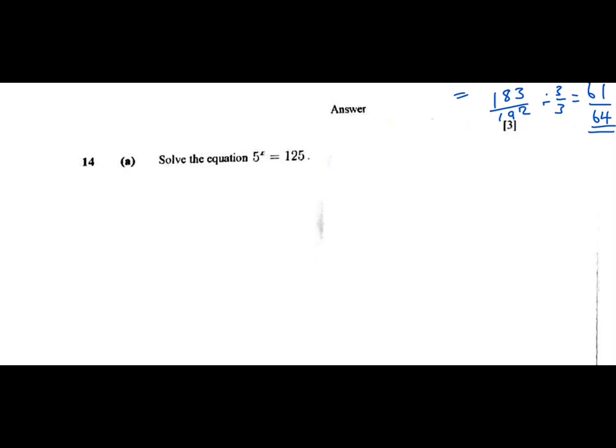Moving on to question 14. Solve the equation 5 to the power x is equal to 125. So here we have an exponent, 5 to the power x, and we can express 125 as 5 to the power 3.